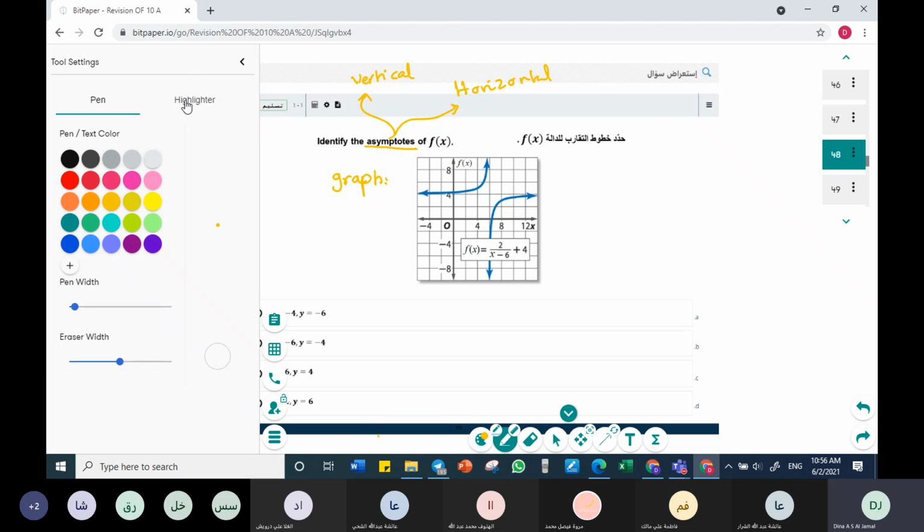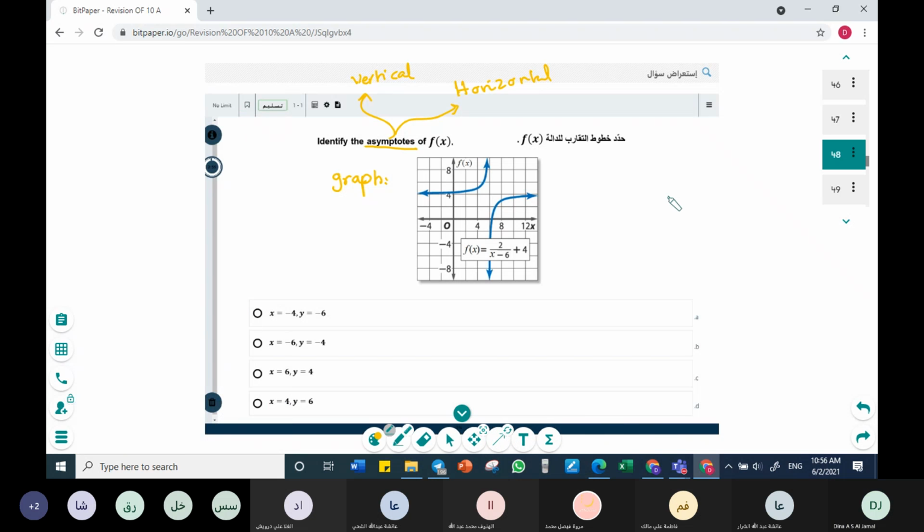Now, if I would like to use the graph, I would like to look at the behavior of the function. So I would like to search for a horizontal line which will have two arrows against each other. So what will be the horizontal asymptote? Let's search for a horizontal line where the behavior of the function is opposite.